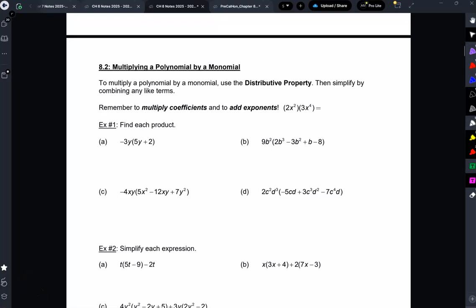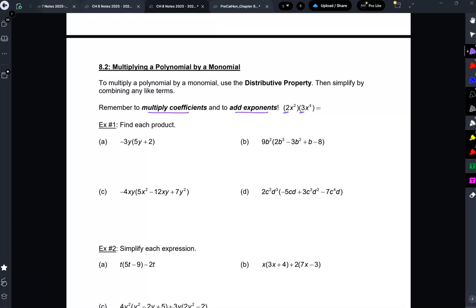Okay, so for section 2, we are going to multiply a polynomial by a monomial. So you see here, I have a polynomial, one term, two terms, and I'm multiplying one thing to it, all right? But before we do that, let's talk about how. To do this, you are going to multiply the coefficients and you're going to add the exponents.